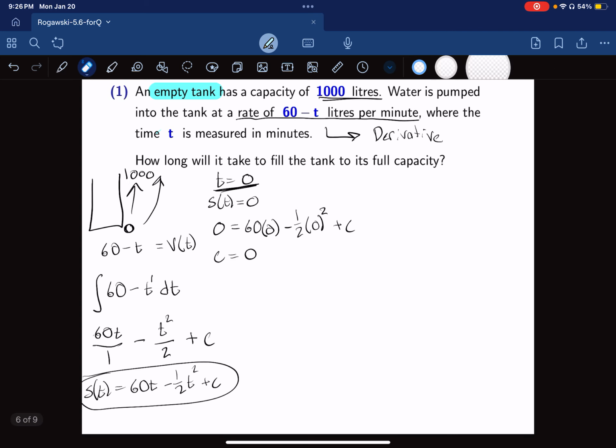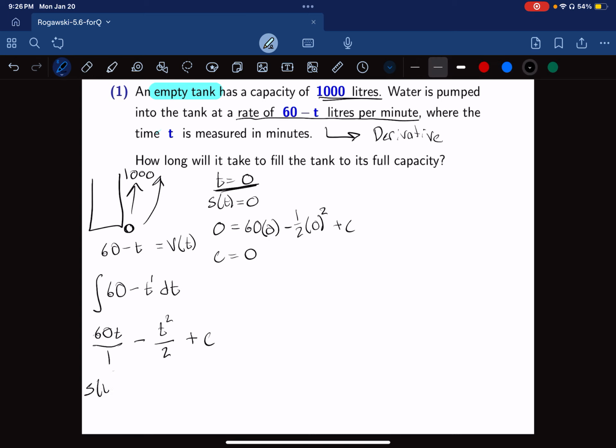So we can rewrite this position equation right here as S of t is equal to 60t minus 1/2 t squared. Now that we have the position equation without any plus c's or any other variables other than t, we can now attempt to solve for t when there is 1,000 liters of water within this tank.